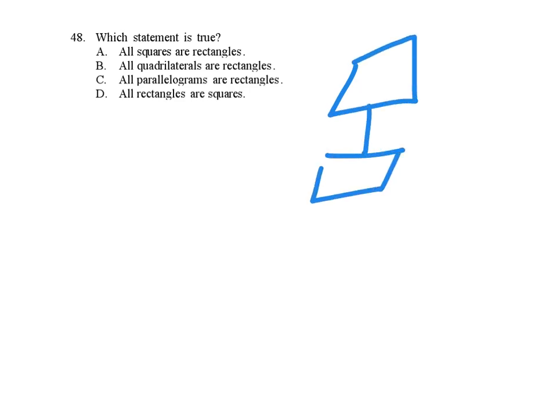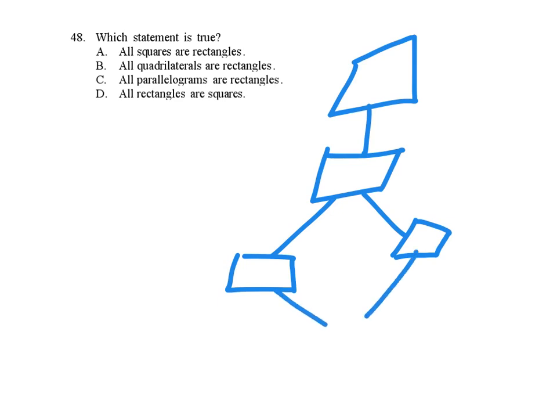48 says, which statement is true? All squares are rectangles, all quadrilaterals are rectangles, all parallelograms are rectangles, or all rectangles are squares. Again, if you look down that center row of your little quadrilateral tree, you have your quadrilateral on top, then it goes down to a parallelogram, then it breaks off into a rectangle, a rhombus. That's a really ugly rhombus. It doesn't look anything like a rhombus. Let's try again. And they both come together and make a square.